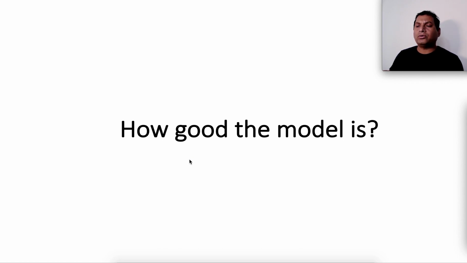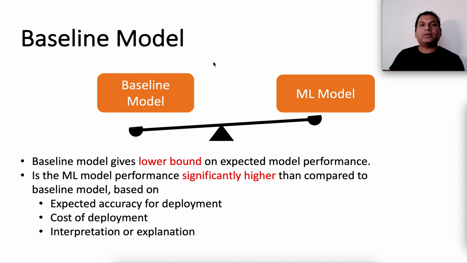Then how do you know how good the model is? How do you measure whether the model is better or not? The recommended approach in MLOps is to always start by building a baseline model and then slowly move towards building more advanced and complex models. The baseline model gives the lower bound on the expected model's performance. So your more advanced and complex model should at least give this performance or better.